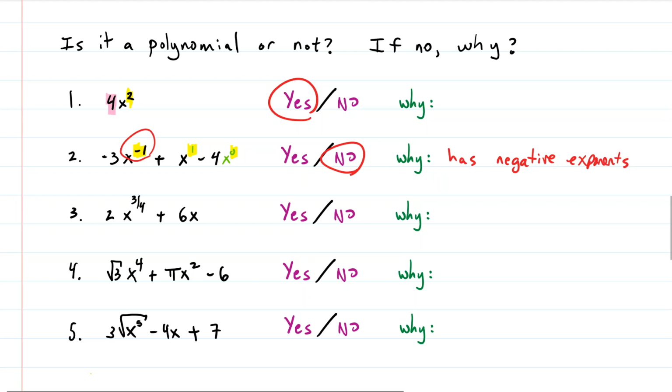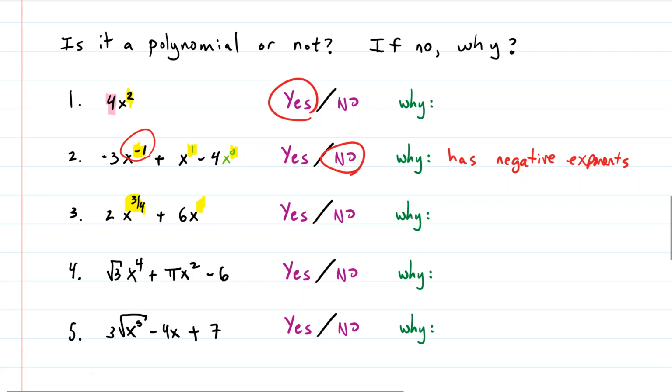Let's look at the next one. So we can actually stop. I should say that. If we find that a polynomial, or the thing we're given, breaks a rule, we can stop looking. We don't need to keep looking to verify if it breaks a second or third rule. We can just stop because it either is or it isn't.